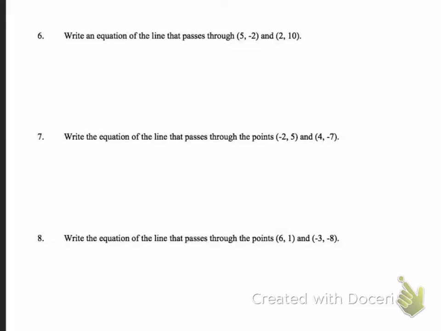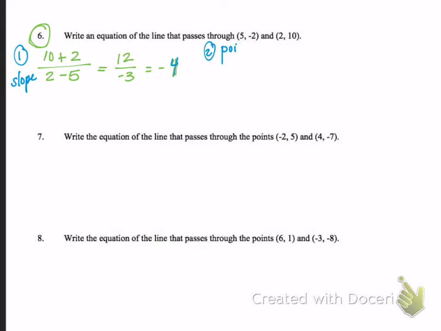Okay, the last one I want to look at is number 6. That is when you are given 2 points. So I'm given 2 points. The first thing that I need to solve for is the slope. So slope, I would take 10 plus 2 over 2 minus 5, which gives me 12 over negative 3, which reduces to negative 4. So step number 1, find the slope: negative 4.